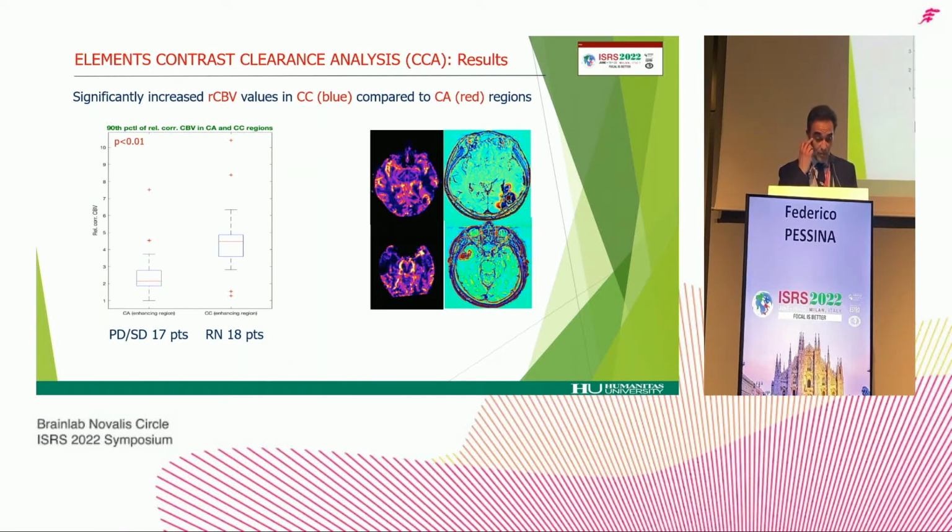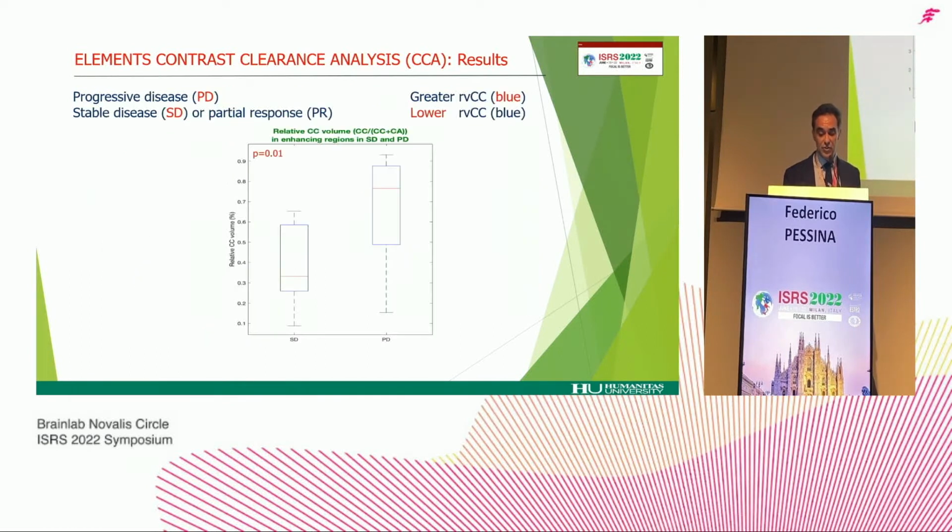Some results from a statistical and also clinical point of view regarding this technique. The first is that there is a direct and statistically significant correlation between the results of the data of cerebral blood flow volume in diffusion MRI and the contrast clearance, so the blue image, compared to the contrast accumulation regions.